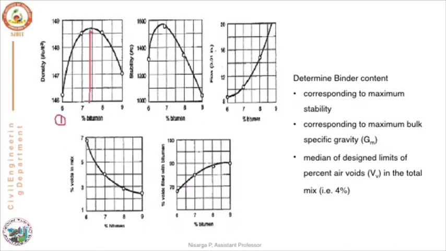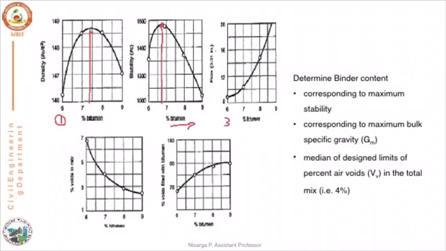The next is to find out the percentage bitumen versus the stability value. Similar to density, the stability value will also increase as the bitumen content increases up to a certain point. Beyond that, the voids of aggregates will be replaced with the bitumen, and the stability value will also reduce. So in this graph also find out the bitumen content at the maximum stability value.